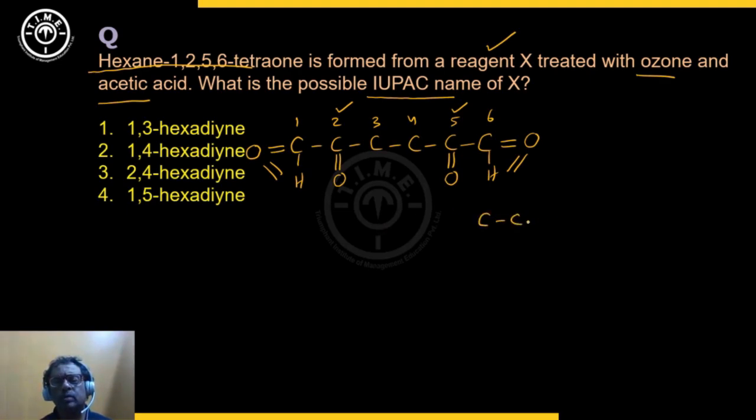So 1, 2, 3, 4, 5, 6. At the first carbon and the third carbon. No. What will you get? You will get a double bond O here, a double bond O, a double bond O, and a double bond O. So according to the name that he has written there, it could be hexane-1,2,3,4-tetraone. So this is not correct. Look at the second one, 1,4-hexadiene.